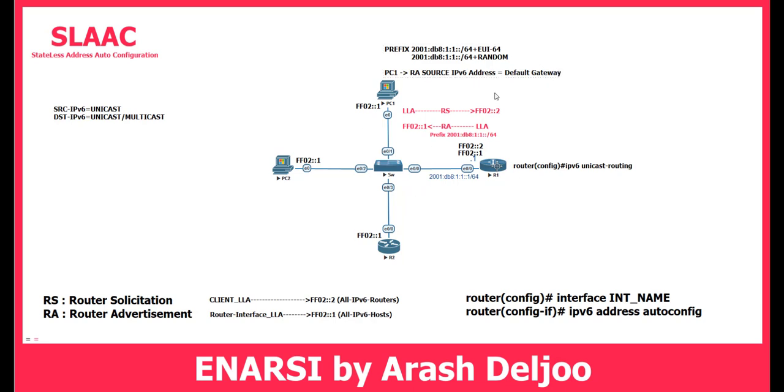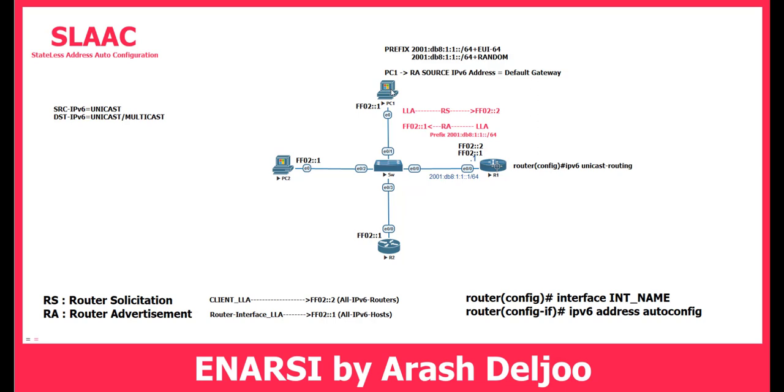I will show you how it is working. For configuration of the stateless address auto configuration, first we need to configure the router with the IPv6 unicast routing. After that, we will assign one IPv6 address to the interface of the router, and after that, the router automatically can send the RA.